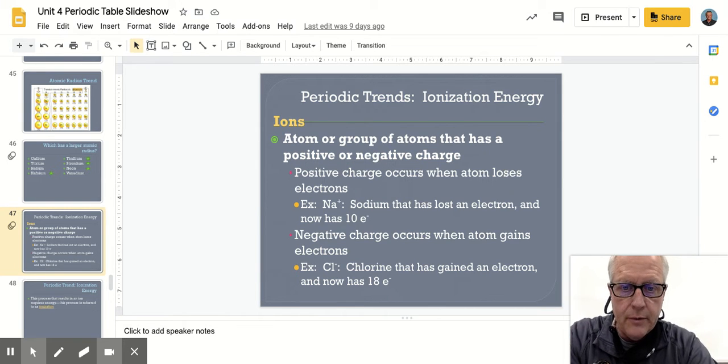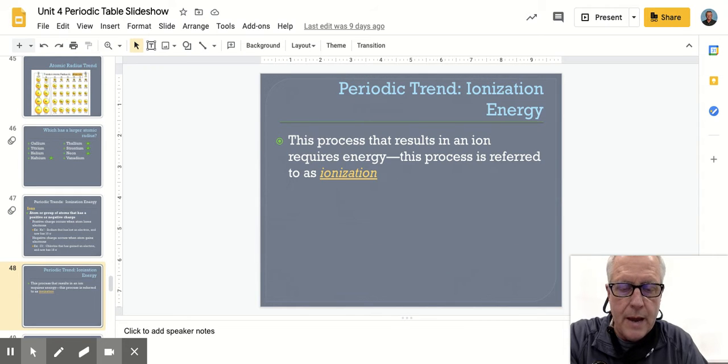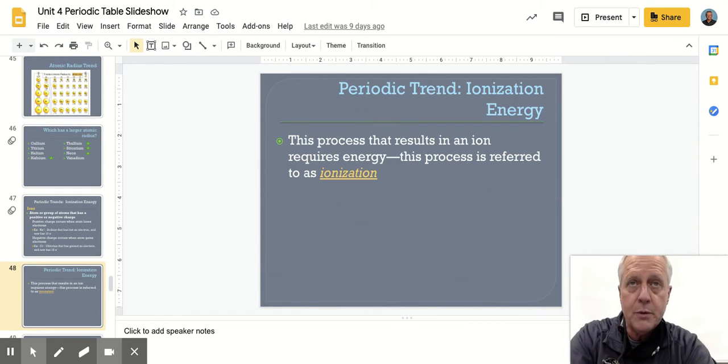So, for example, we could have a positive charge, like sodium will easily give up an electron and become positively charged, or, for example, chlorine will take an electron and gain a negative charge. Now, the thing to remember about that is that atoms will tend to try to make sure that their electron configuration is meeting the octet rule.